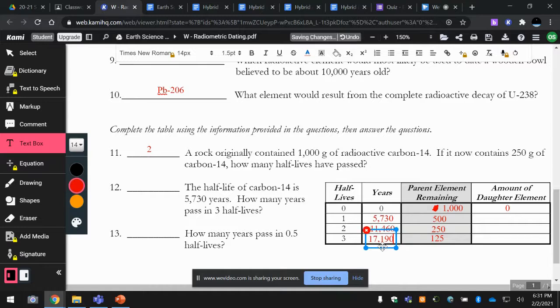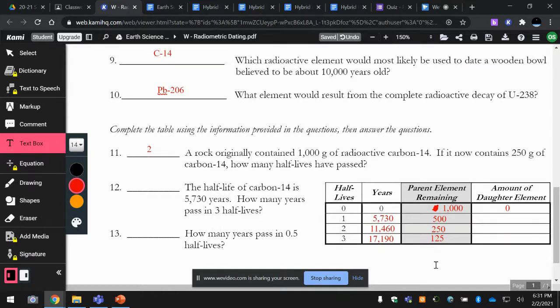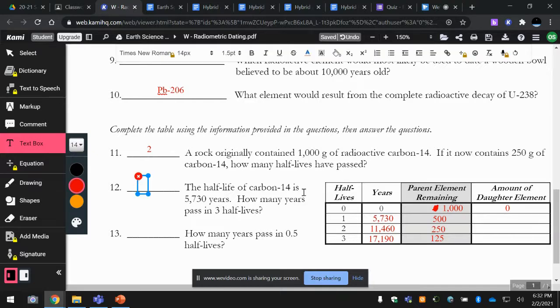All right, so that's us adding the half-life to each column in years. So if the half-life is 5,730 years, how many years pass in 3 half-lives? And the answer is 17,190.